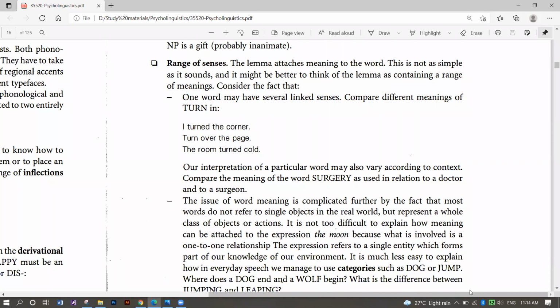Our interpretation of a particular word may also vary according to context. Again, वही बात, compare the meaning of the word surgery as used in relation to a doctor and to a surgeon.